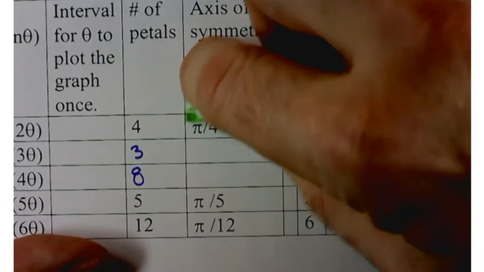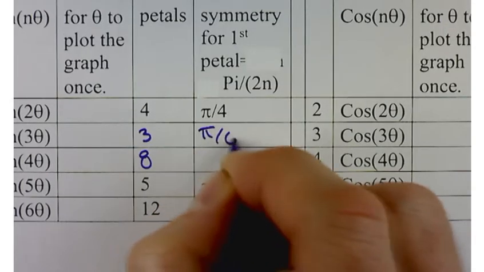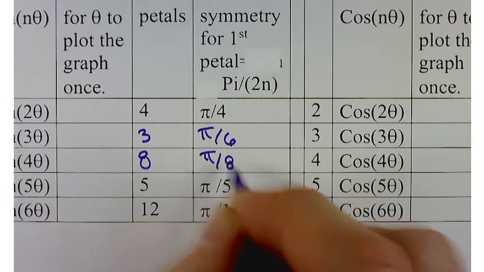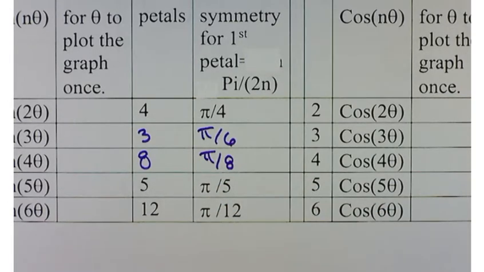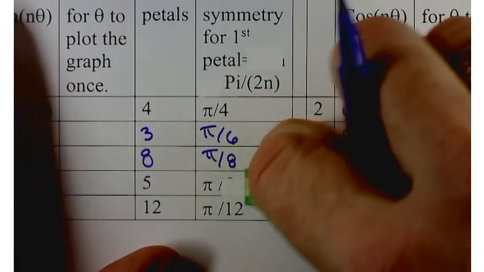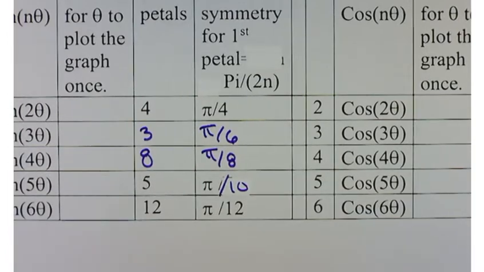There we go. Never happened. Beautiful. So pi over 2n. So this is going to be pi over 6, pi over 8, and pi over 10. Now, like I said, it's helpful and it's necessary to know where that axis of symmetry is.